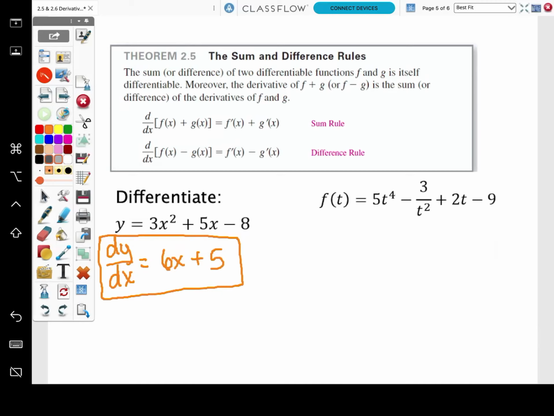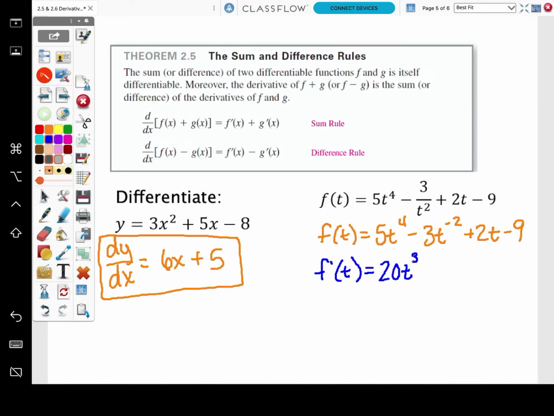The f of t function over here, we probably want to rewrite quickly because I see a variable in the denominator. So I'm going to rewrite this one quick as minus 3t to the negative 2. Okay, some people totally able to do that in their head. I'd rather you write it down just to avoid silly little mistakes.